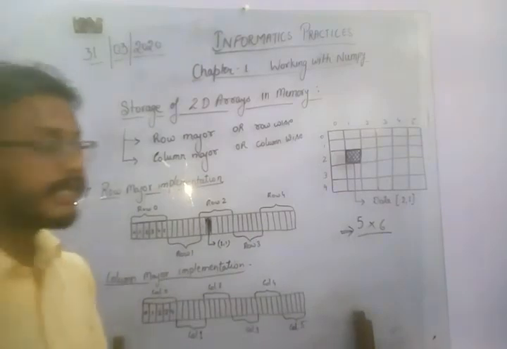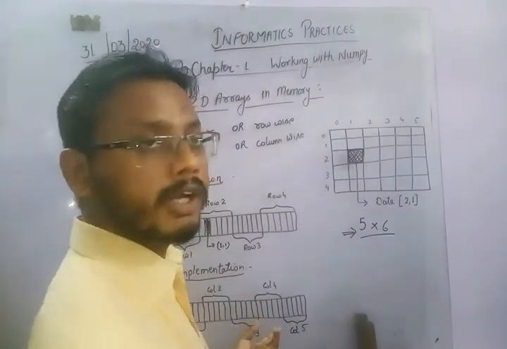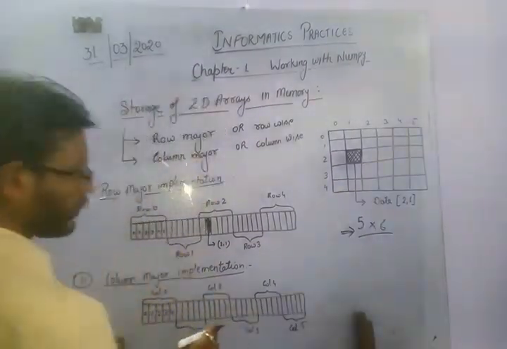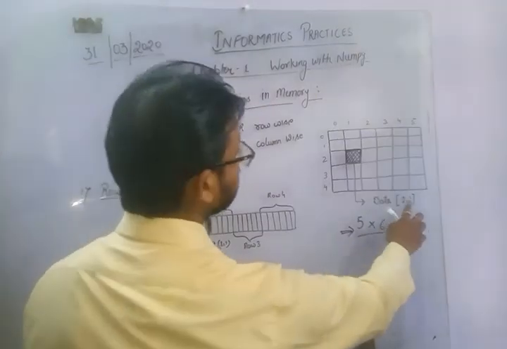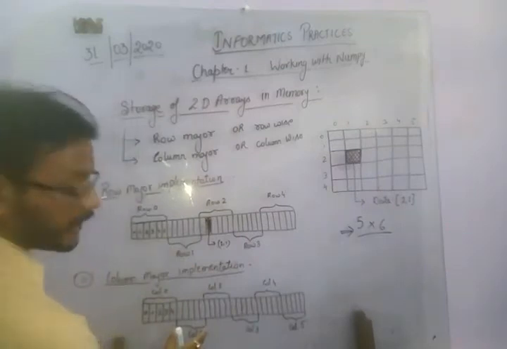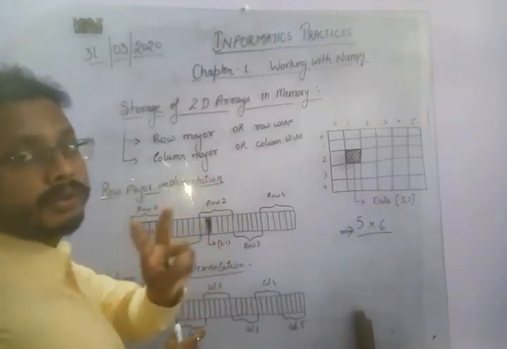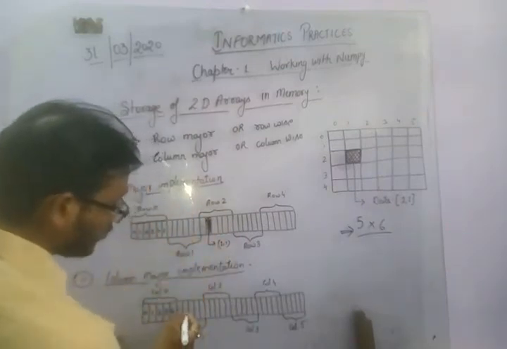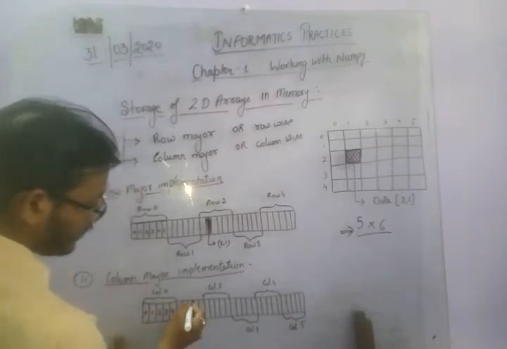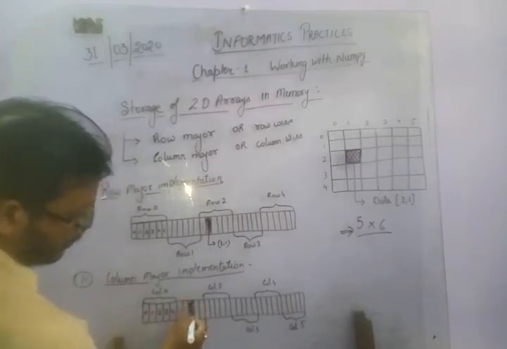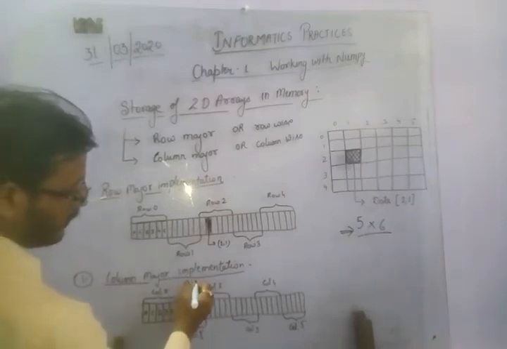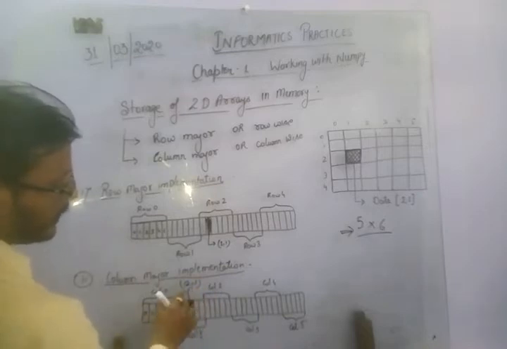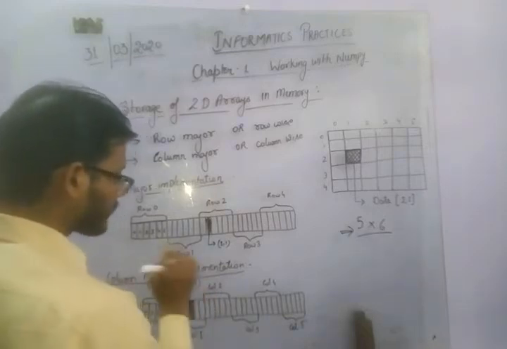Now search this data in the column major wise implementation. We have to take the column index first, that is column 1. Column is 1 here and row 2. Row 2 means 0, 1, 2. Here we have row 2. So our data lies here, that is 2 comma 1, that is second row and first column.